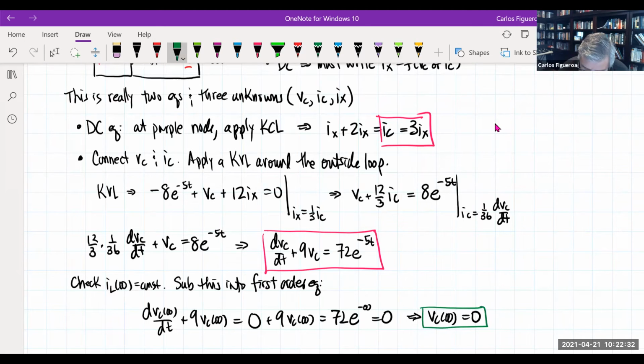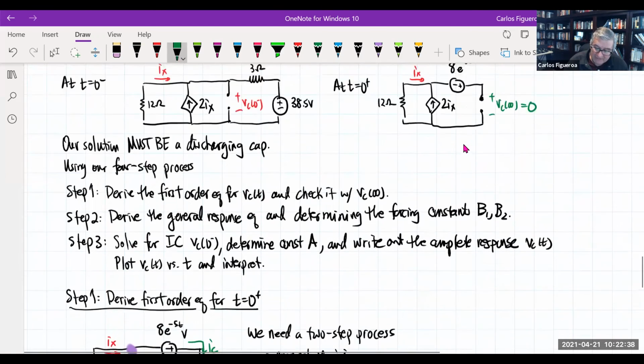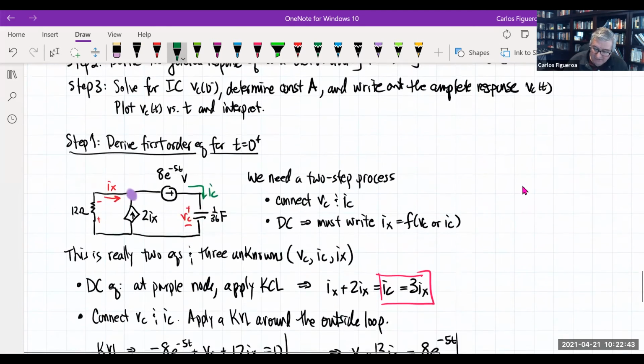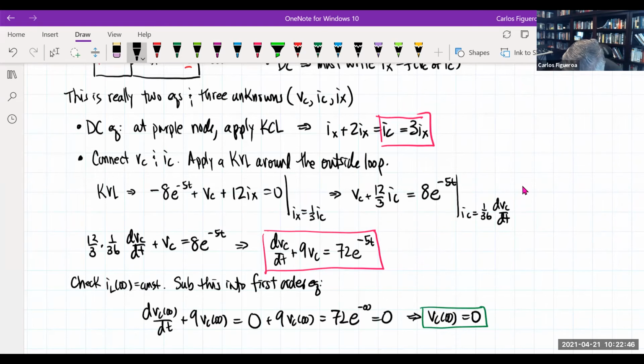That's what the mathematical equation says. But wait a minute. If we come back up here, we already said that VC at infinity should be 0. So check this out. Our first check is good on the first order equation. So we should be pleased, but not too pleased, because that doesn't mean that you derived it correctly. It just means that you did the first check. So let's go write this out.